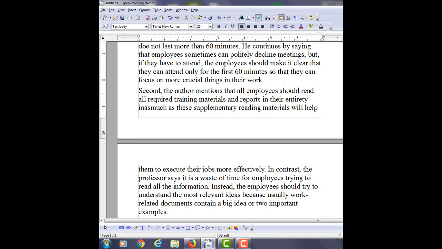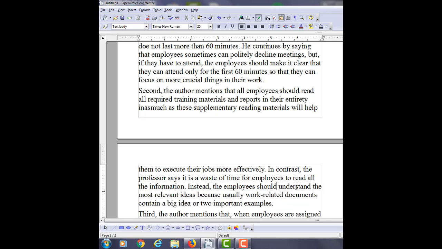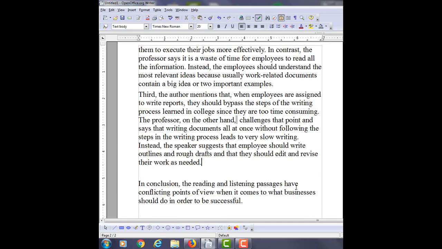Instead, the employees should try to understand the most relevant ideas. So it's a waste of time for employees to read all the information. Instead, the employees should understand the most relevant ideas, because usually work-related documents contain a big idea or two important examples.